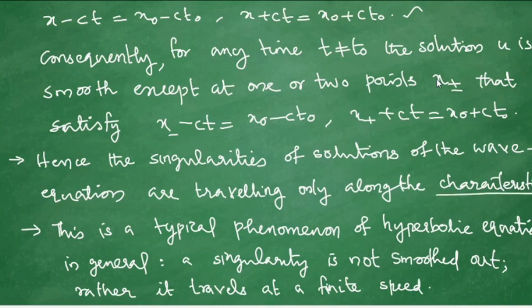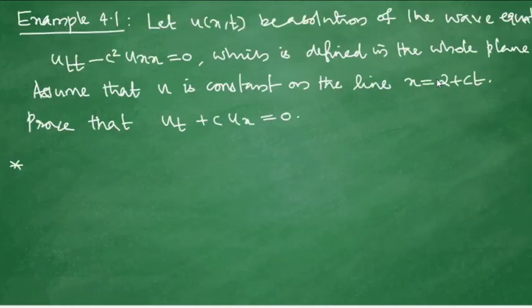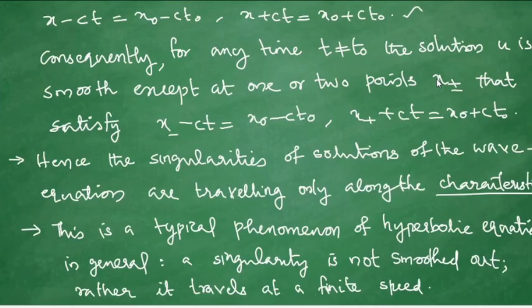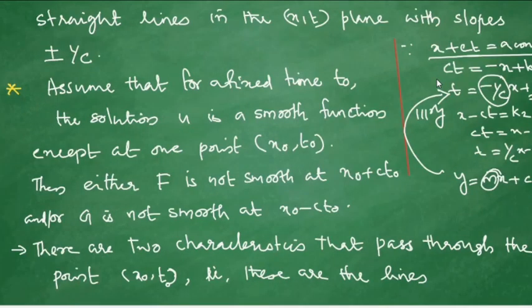This is actually a typical phenomenon for hyperbolic equations in general. That means a singularity is not smoothed out. Rather, it travels at a finite speed along the characteristics. But in the case of parabolic or elliptic equations, the singularities can be smoothed out. So these are the main properties of the solution and the arbitrary functions f and g in the solution.